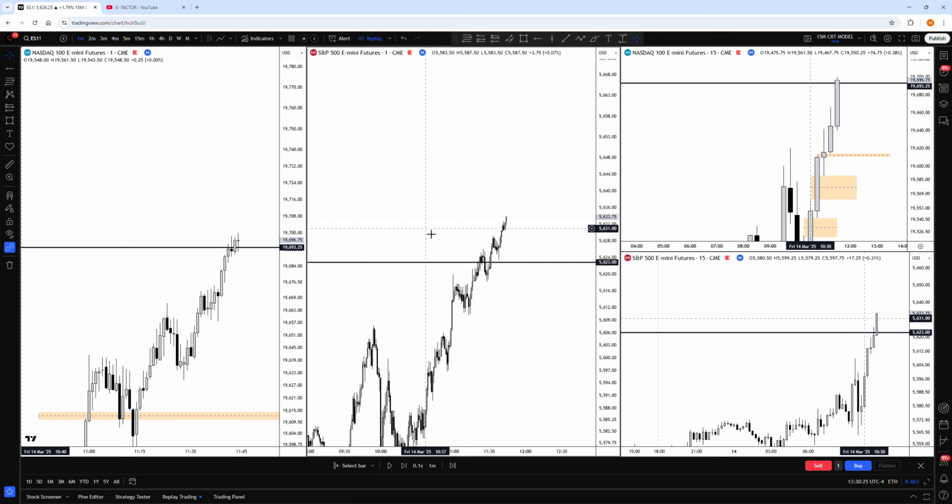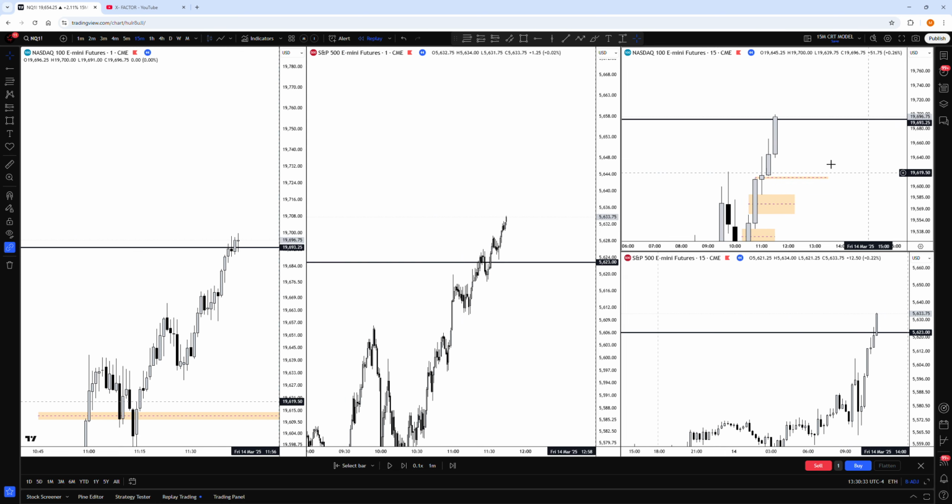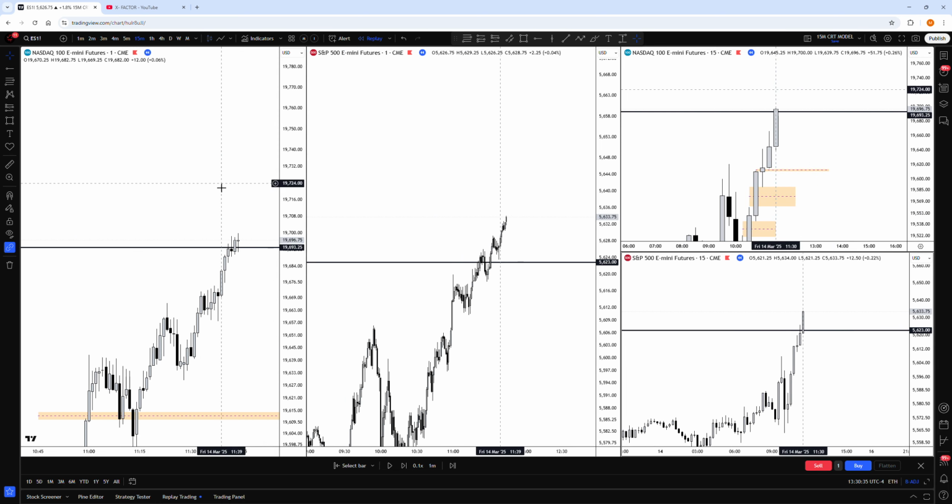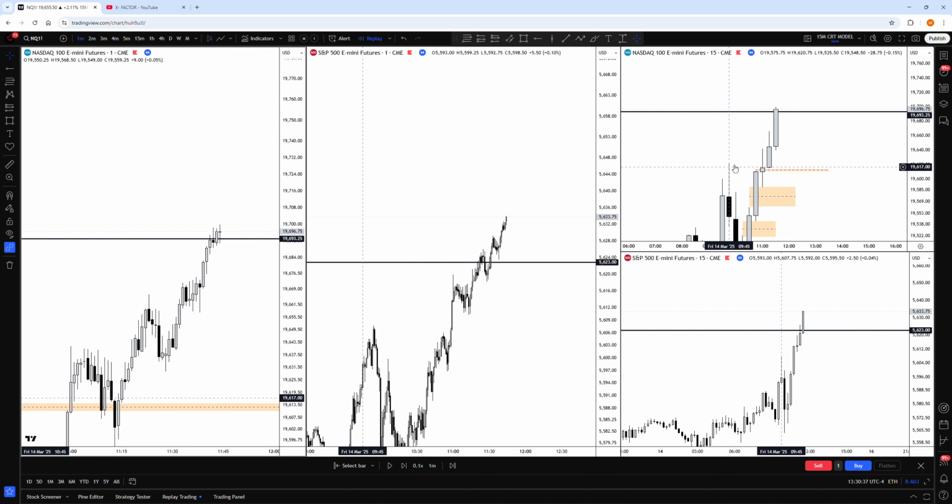Not every day you'll see this opportunity come up during the New York session. Sometimes the sweeps do happen overnight. So use it as you trade. Some of you do trade London. So let's take a look at what actually happened here today.